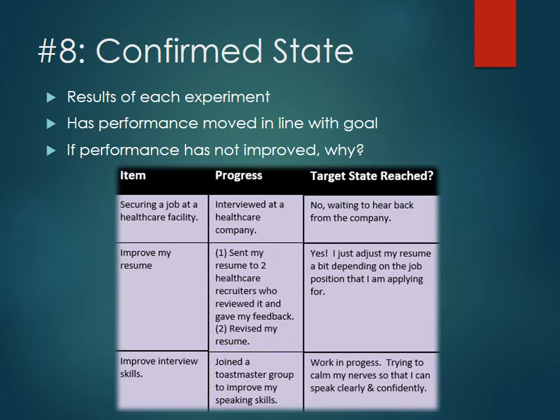Box 8 is confirm state, and here you want to include the results of each experiment, and you want to show if it's moved in line with your goal, and if it has not, then you want to state why. And ideally, you should be comparing box 8 to box 3, your future state. So again, here is an example I did from my A3, and I put the action items, the progress, and I stated whether or not it was in line with my target goal.